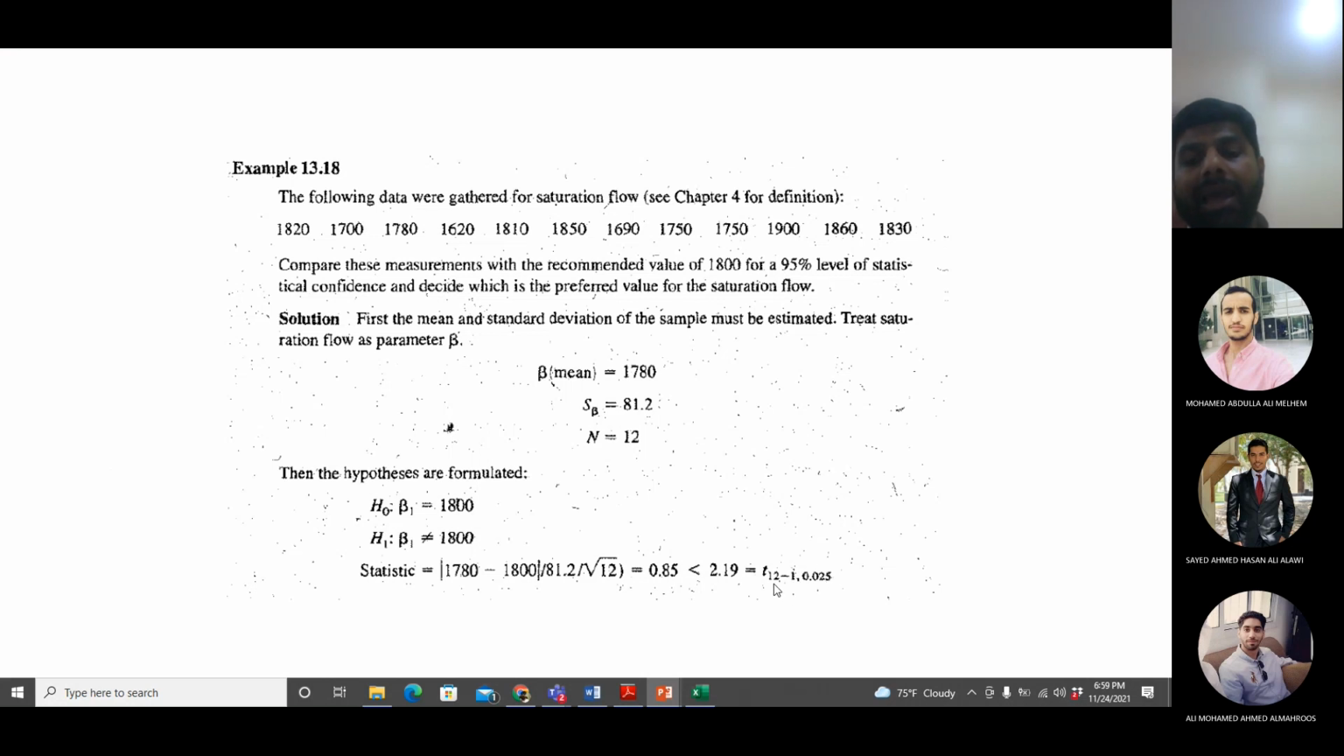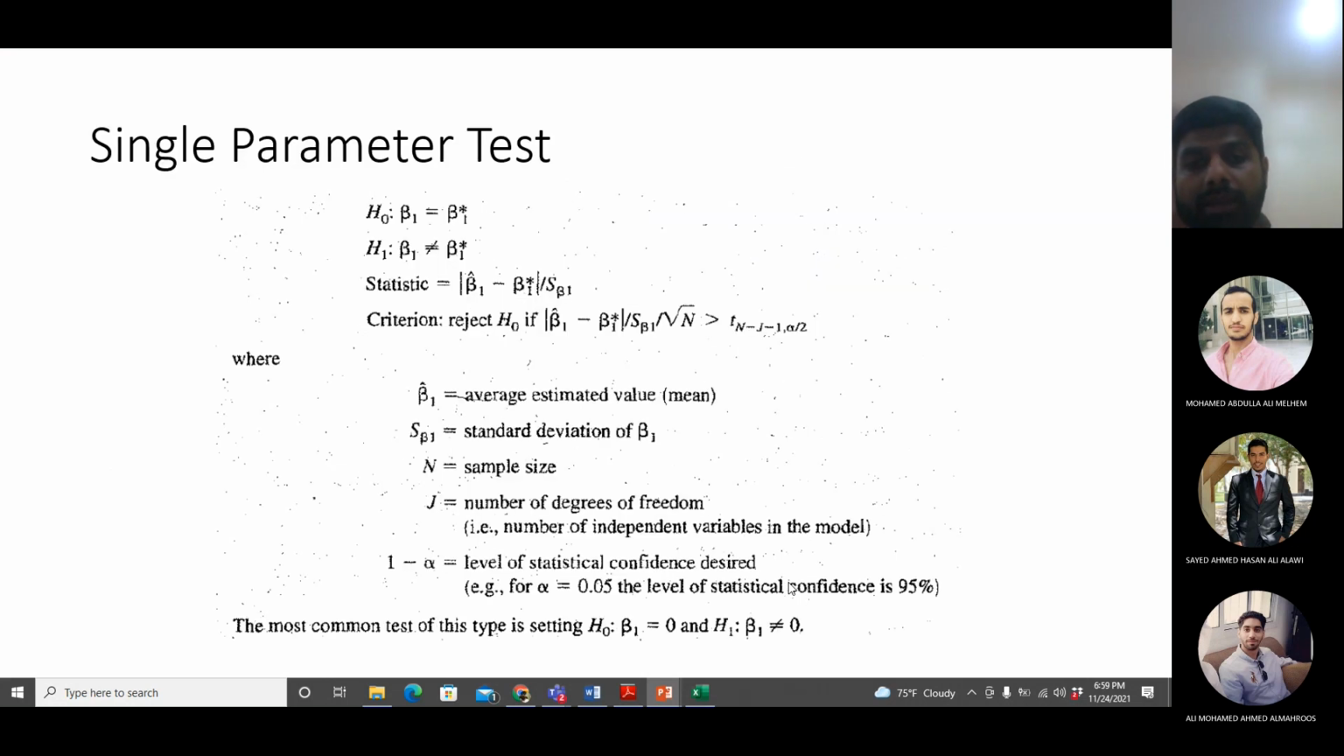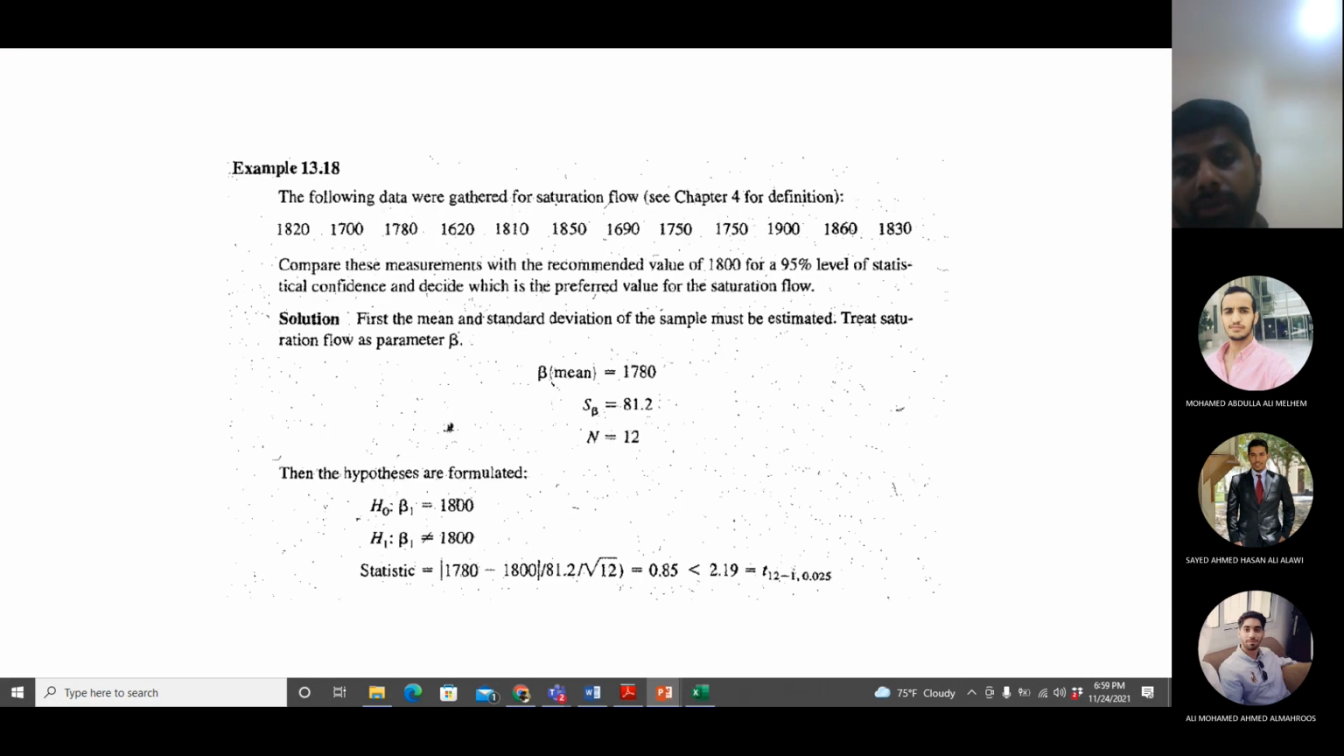And I need n minus 1. Like I said, the actual formula was n minus j minus 1. But for one parameter, we consider j to be 0. So we are not considering the value of j for the time being. So n minus 1 is simply 12 minus 1, which is 11.